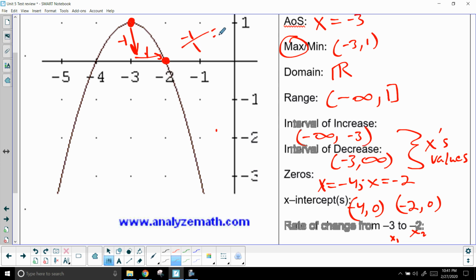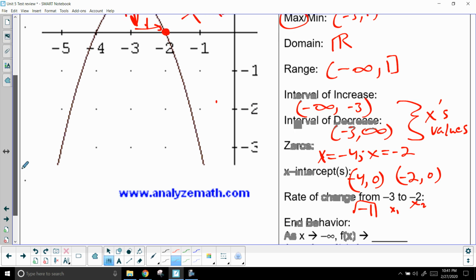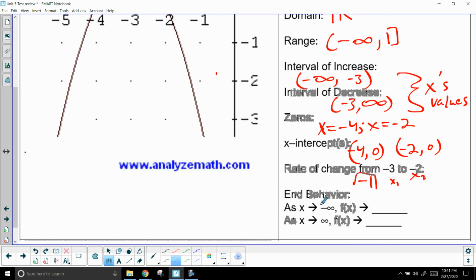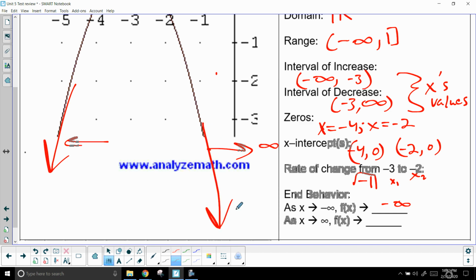Let's check. In behavior, as x is decreasing or going to negative infinity, the y's are going down to negative infinity or decreasing. As x is increasing or going to positive infinity, the y's are going down to negative infinity or decreasing. And remember, in class we discussed both of these are going to be the same. Remember, opening down means they're both negative infinity. Opening up would be positive infinity.